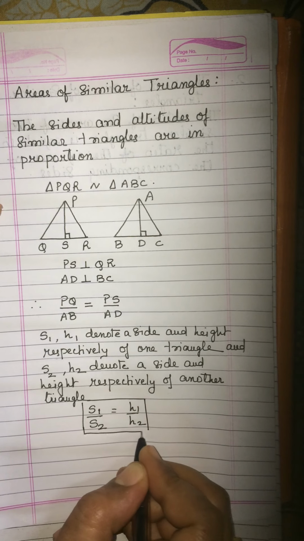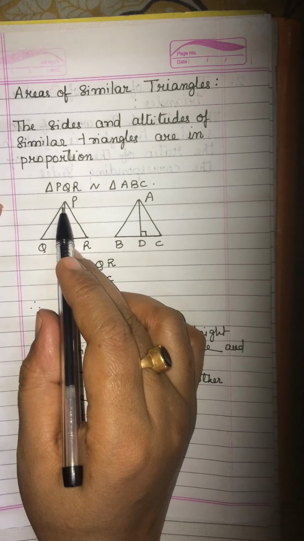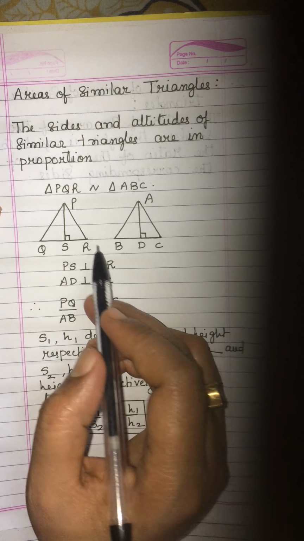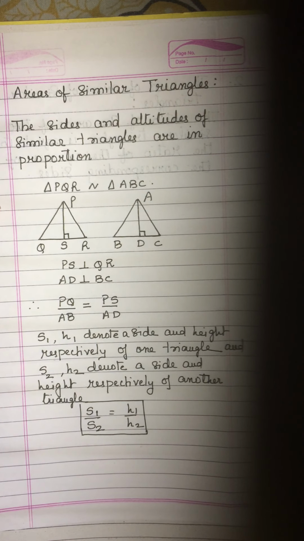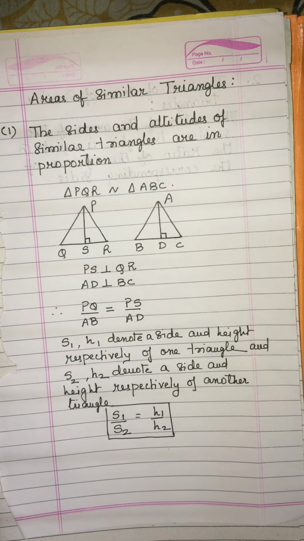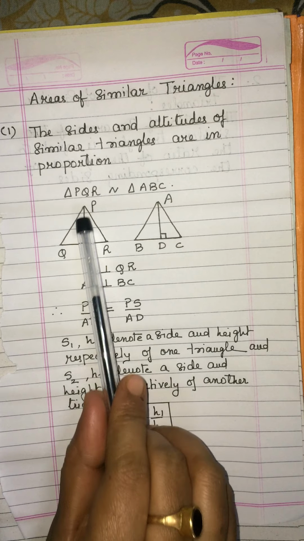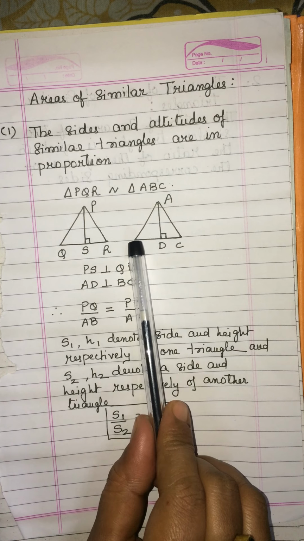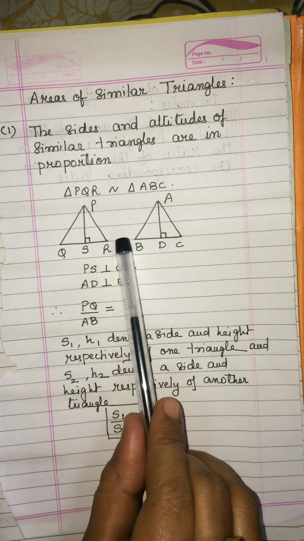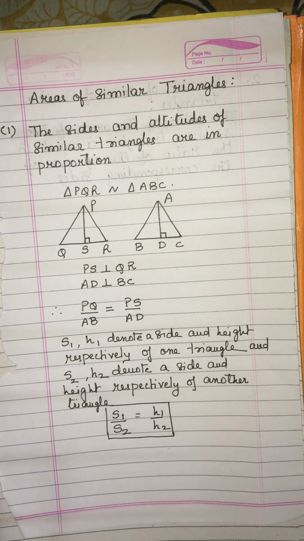So this is not necessary always to take PQ, children. You can take QR, and even you can take PR. So these things can be remembered in your mind. It can be PQ upon AB, or it can be QR upon BC, or it can be PR upon AC. So this is one of the properties.